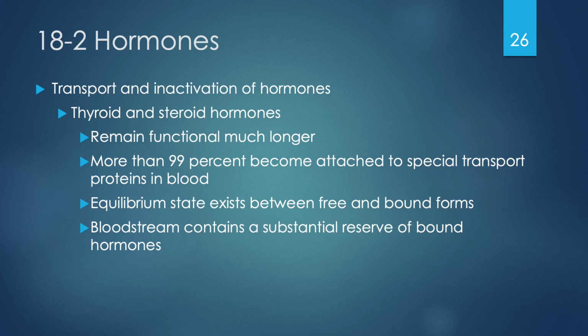Now, interestingly, our thyroid and steroid hormones are going to stay functional much longer in our bloodstream. More than 99% of our thyroid and steroid hormones will become attached to a special transport protein in the blood. And there's an equilibrium state between the free and the bound forms, so that the bloodstream is going to contain a reserve of bound hormones in the event that we use up a number of our free hormones.